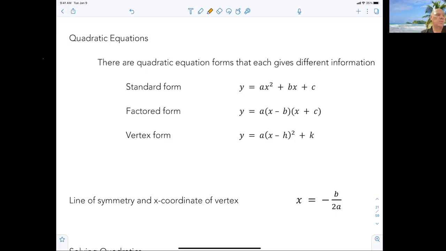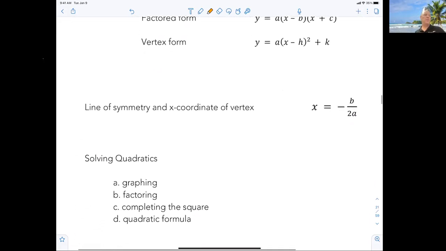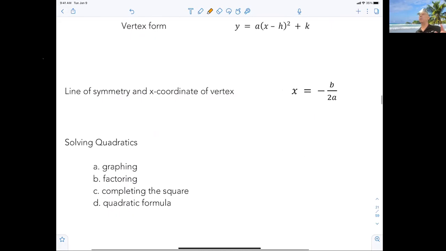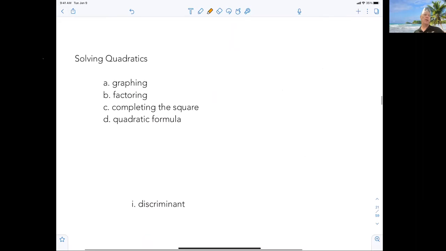Standard form, factored form, and vertex form. I'll be explaining these because we have examples of those. If you're unfamiliar, like, oh my gosh, that was forever ago, that's okay. I'll show you. The next thing, which we found really helpful: a lot of times they ask for the vertex, and the vertex is just negative b over 2a. Then solving quadratics by graphing, factoring, completing the square, and the quadratic formula. You should review all that and be somewhat familiar with it.